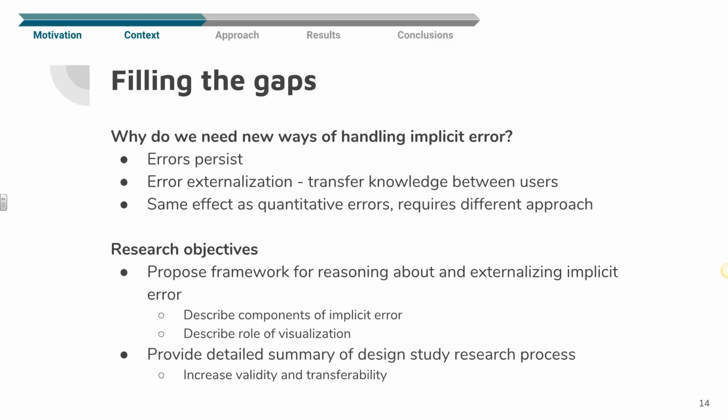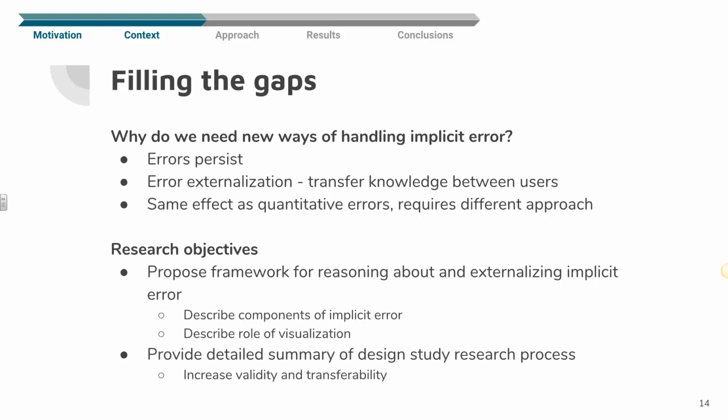So this research wanted to fill some of these gaps. These implicit errors still persist despite efforts to handle them while entering data collection. And we need methods to be able to transfer knowledge about these errors between users and also amongst experts to standardize interpretations of data. Another important thing was that these errors have the same effect as quantitative errors, but since they're qualitative, they require different approaches for handling them.